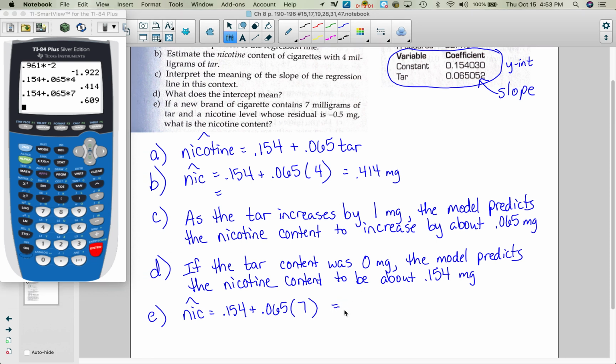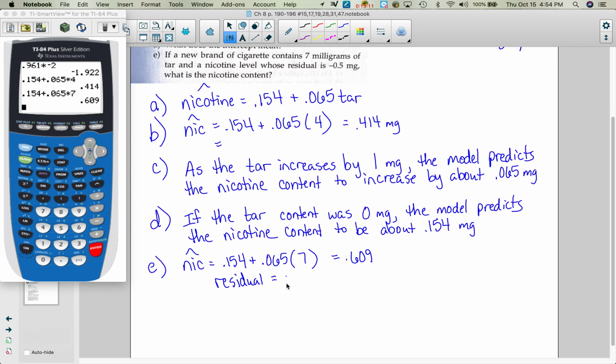And we get 0.609. So remember that the residual equals the observed minus the predicted. So they're telling me I have a residual of negative 0.5. We have the predicted as 0.609, and we want to find the observed.